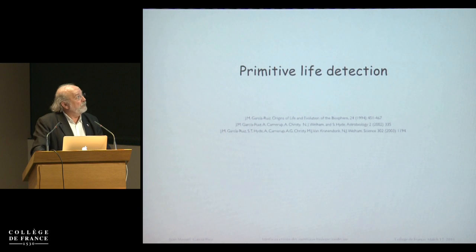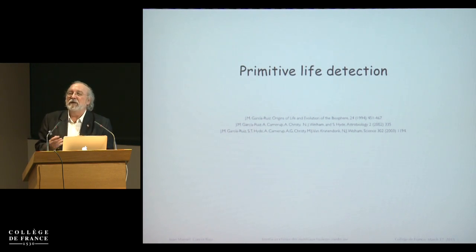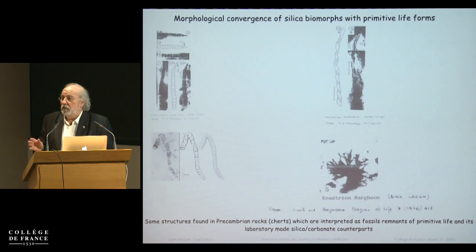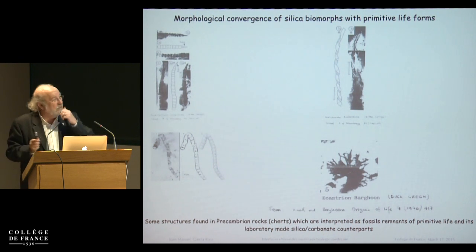So now the problem of primitive life detection. This could be related to the detection of the oldest life on the planet. Well, because in principle this could be just a curiosity. I mean, this makes forms that look like biological ones. That's all. It's a curiosity, nothing more.